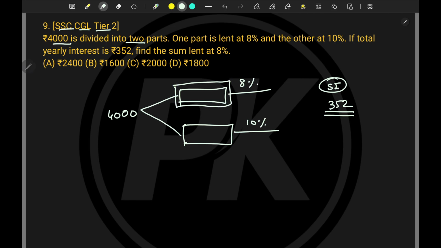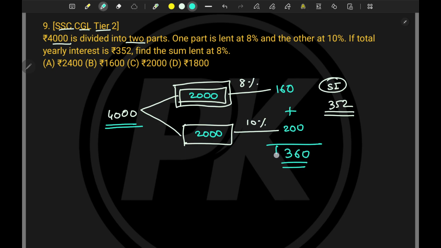Now, how to find out? This is very interesting. What comes into your mind at first when you see 4,000 is divided into 2? Let's consider he or she might have equally divided it: 2,000 rupees lent at 8%, and again 2,000 rupees lent at 10%. Now tell me, what is 8% of 2,000? It is 160. And what is 10% of 2,000? It is 200. The simple interest summation of this is 360.